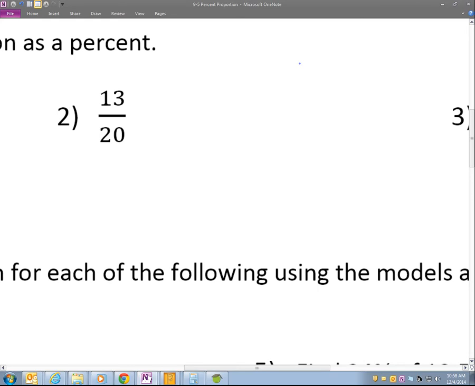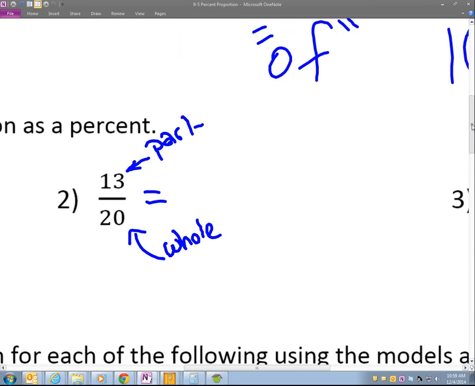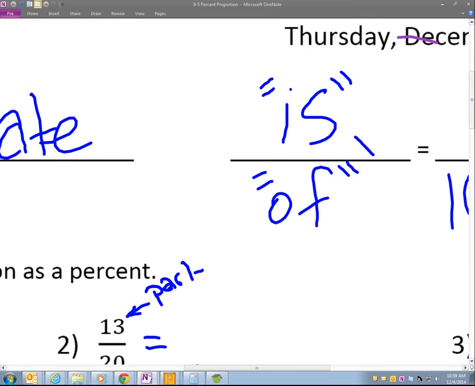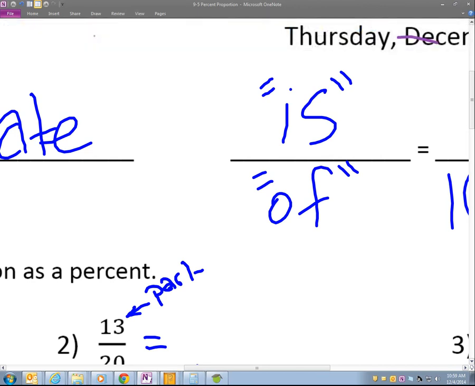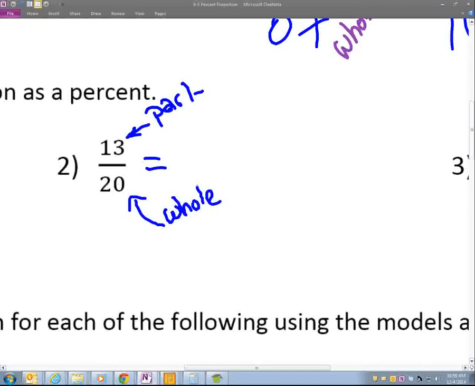65%. Let's prove it. Here's how we're going to set this up. This here is your part. This here is your whole. That there, and I can rewrite that up here. So is, which is the part. Of is the whole.